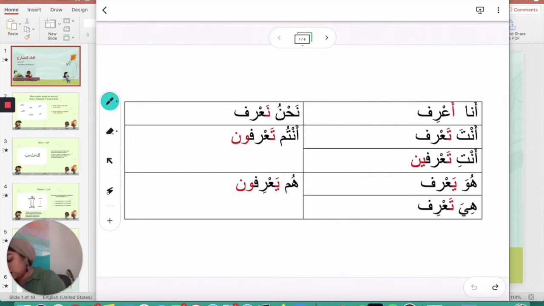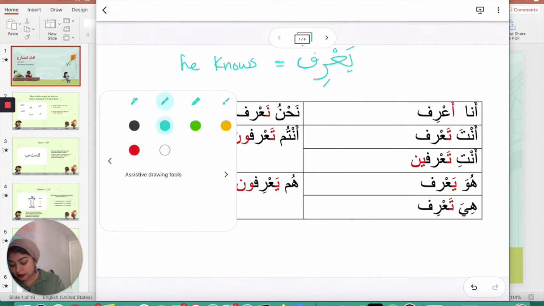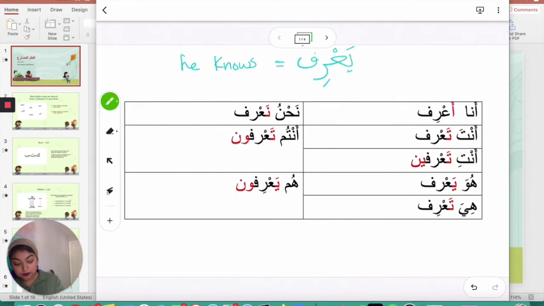Okay, so we have الفعل يعرف. يعرف meaning he knows. Okay, يعرف, he knows. We're going to go through and practice our conjugations, how we change the verb depending on the person who is doing the action. We already know this, and the chart that I have here for you guys, you should already know.